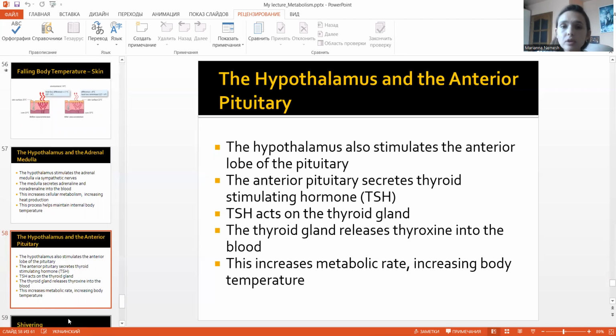The hypothalamus also stimulates the anterior lobe of the pituitary gland. The anterior pituitary secretes thyroid stimulating hormone. We know that thyroxine also has a catabolic effect. It acts on all cells in our body. In this case, it will increase our metabolic rate and increase the body temperature.